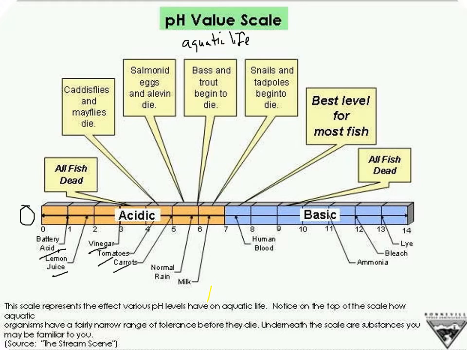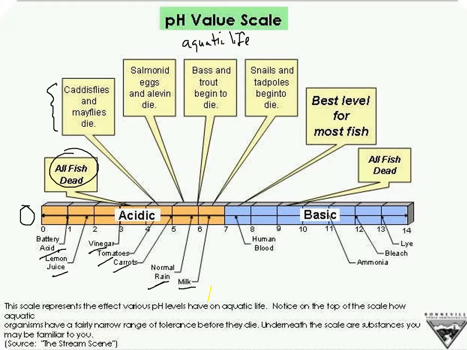Carrots have some acid in them. Normal rain is actually acid rain. It's acidic because of the carbon dioxide, and acid rain is becoming more prevalent as we have more carbon dioxide in the air. Even milk is slightly acidic. So in aquatic life, if you get down between 4 and 3, you kill fish. Between 4 and 5, the things that fish eat start to die, so they start to lose their food source, even though the fish may be able to live in that area. It kills the larvae that are actually in the water.